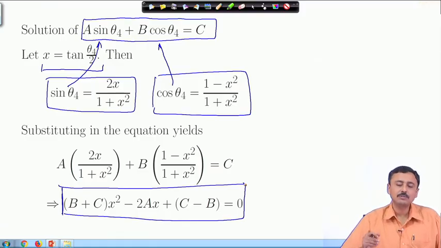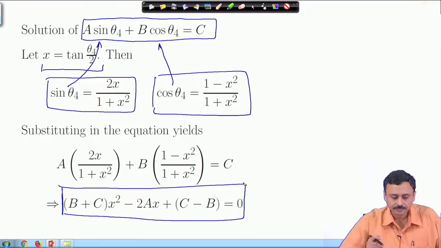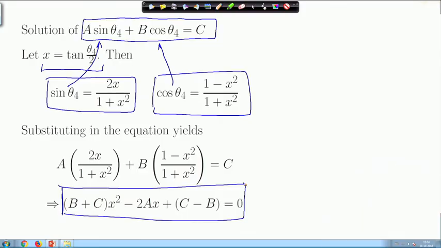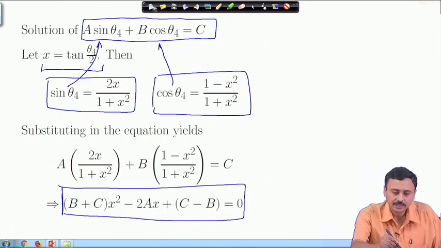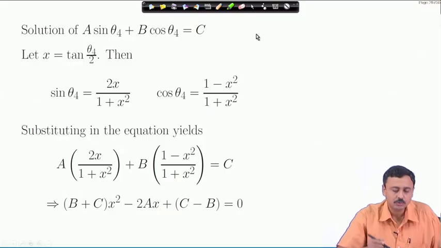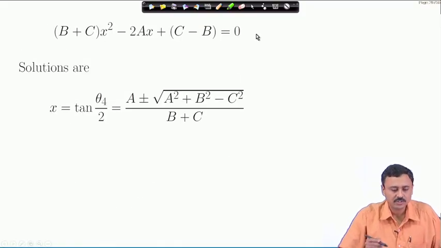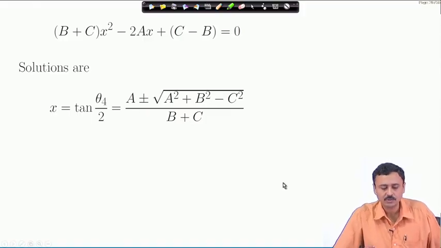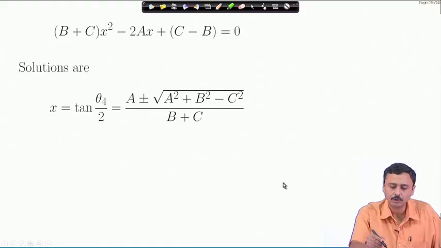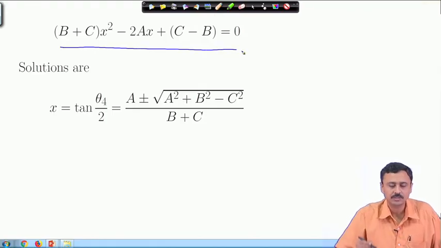Why are we going through this path? Because we want to get the quadrant of theta 4 correct. This is especially required when you are solving this on a computer. So, we have a quadratic equation whose roots are to be determined, which is very straightforward. Roots are given by a plus or minus under root a square plus b square minus c square whole divided by b plus c. That follows from this quadratic equation.